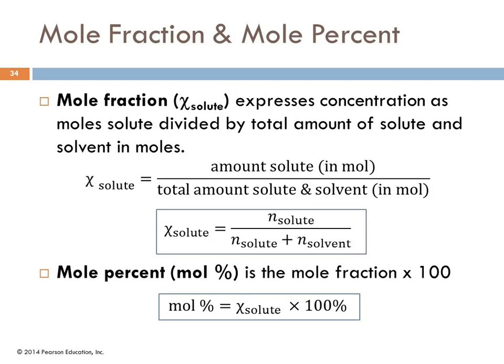Other ones are mole fraction and mole percent. Mole fraction has the symbol chi, it's a Greek letter X. The mole fraction of solute expresses the concentration as moles of solute divided by total amount of solute and solvent in moles. So here n is the number of moles of solute divided by the total number of moles of solution. That's the mole fraction. You multiply that by 100 and you get the mole percent.